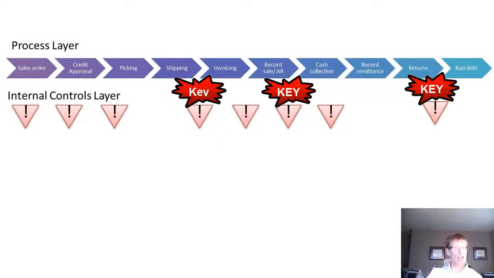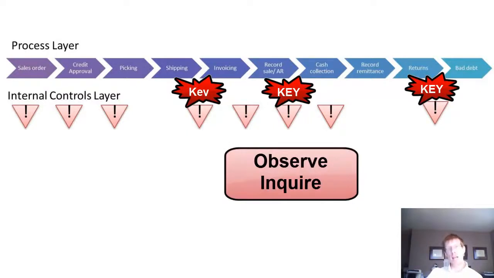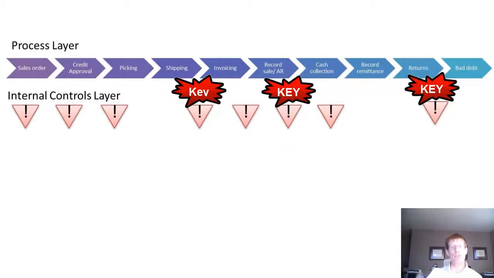To test the segregation of duties, we could observe the task being performed. We could make inquiries about the performance of these tasks throughout the period. Again, these kind of feel like weak sources of evidence to me in and of themselves, so we had better take a look at a second key control to test this assertion.